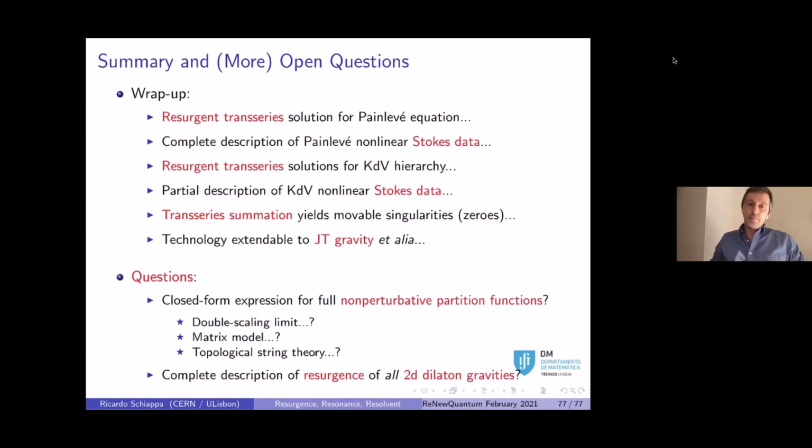Of course, hopefully what's underlying this whole problem is some sort of non-perturbative partition function that would look at all these problems, not only what I've described for you in this talk today about these double scaling limits, but possibly also encompassing matrix models and topological string theory alongside the resurgence of all 2D dilaton gravities that you obtain in the limit where k goes to infinity.